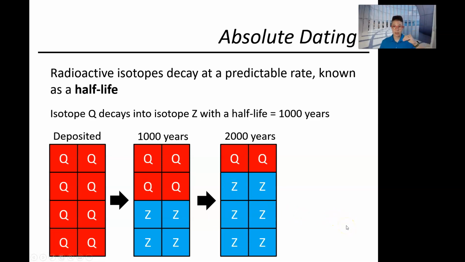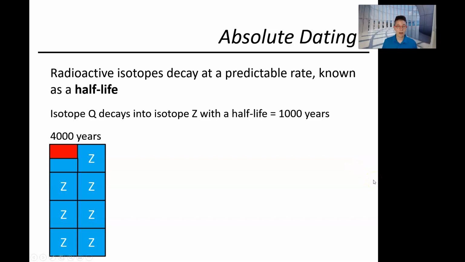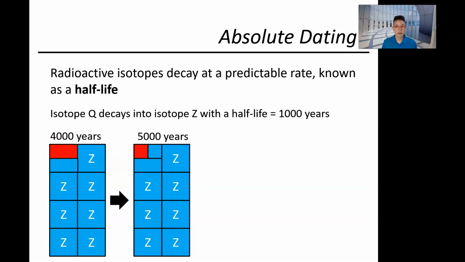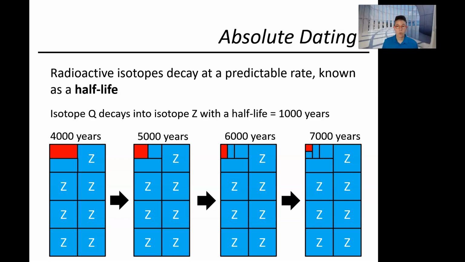So this isotopic decay is not linear. After three half-lives, 3,000 years, what we'll have is 1/8 Q and 7/8 Z, because half of this remaining parent isotope will decay into the daughter isotope. And this continues and continues, so that after 4,000 years, what we'll have is 1/16 Q and 15/16 Z. Then after 5,000 years, we'll have 1/32 Q and 31/32 Z. And then after 6,000 years, we'll have 1/64 Q and 63/64 Z. And after 7,000 years, we'll have 1/128 Q and 127/128 Z, and so on and so forth.